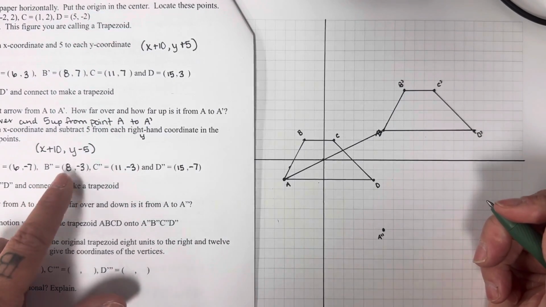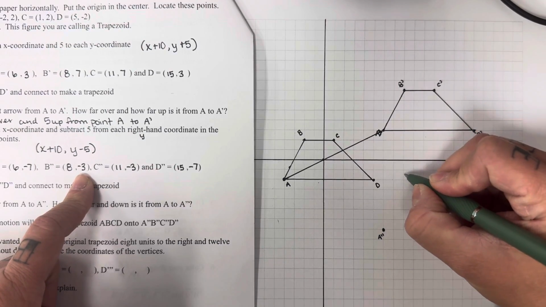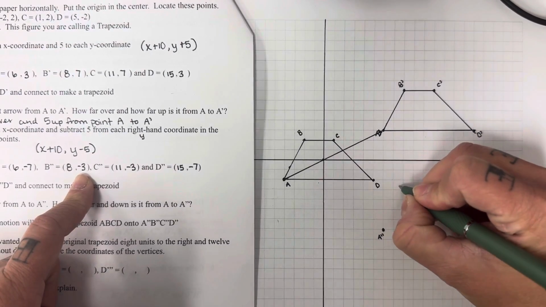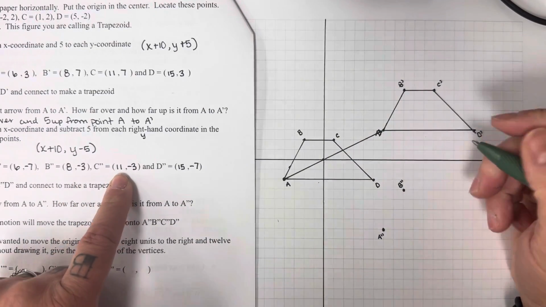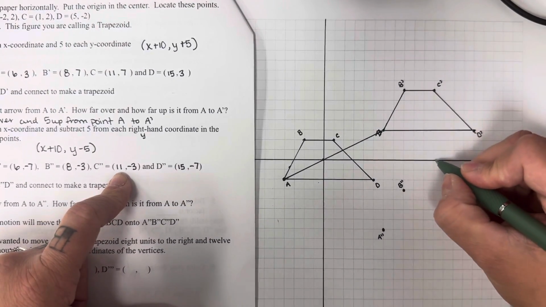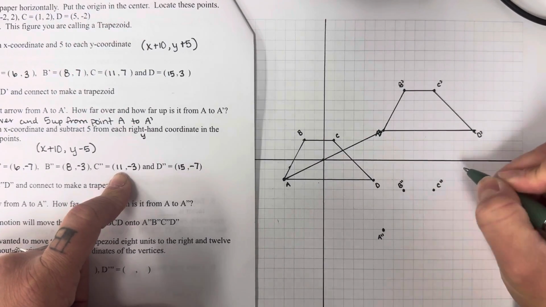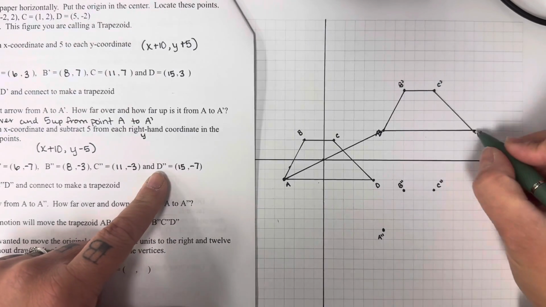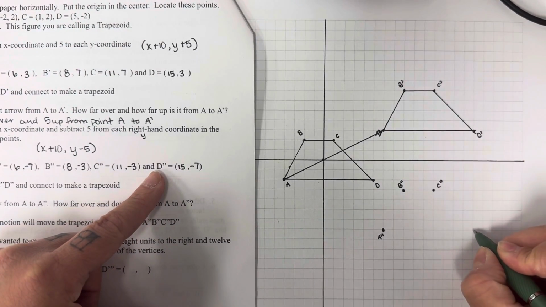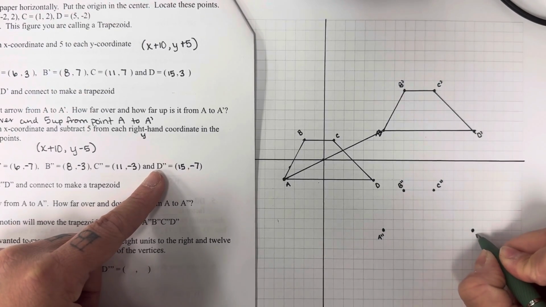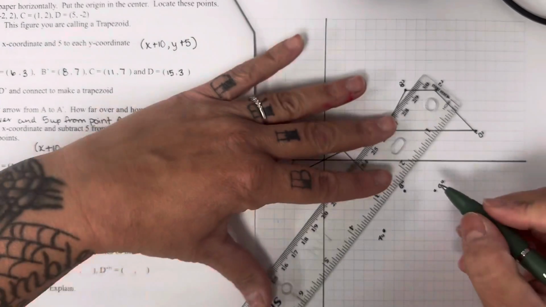B is at 8, -3, so I'm going to go over 8, down 3, put a dot, label that B with 2 apostrophes. C is at +11, down 3, and I'm going to label it C with 2 apostrophes. And D is at 15, -7, so I'm going to go over 15, down 7, put a dot, and label it D with 2 apostrophes. Now I'm going to connect my points.